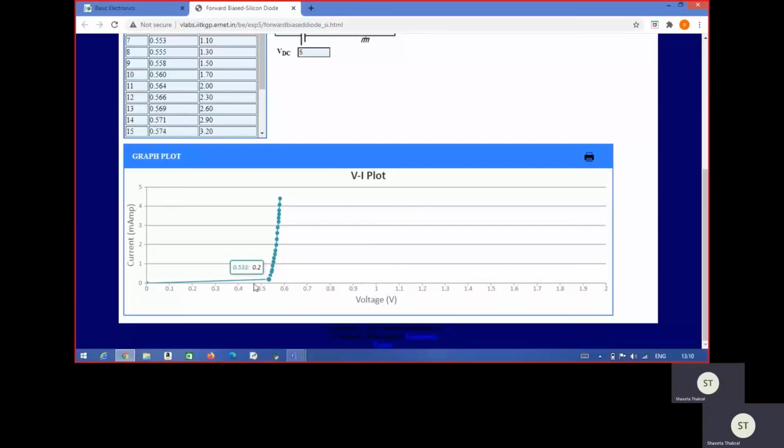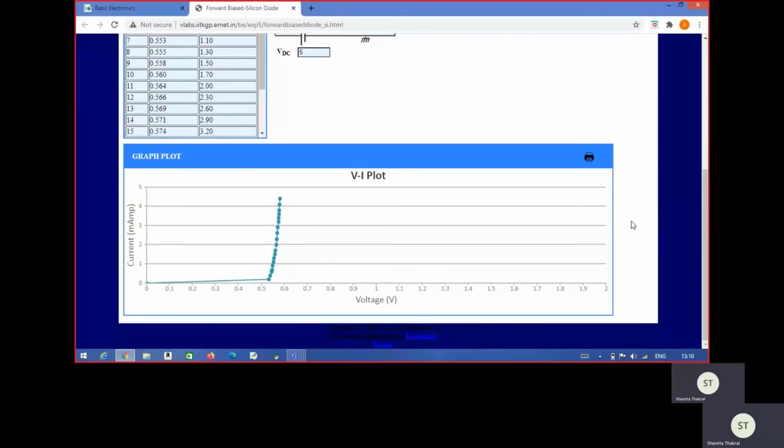So here, this is the knee voltage. We can observe that below the knee voltage the current is very small, and after the knee voltage there is a sharp rise in the current level. So we have plotted the VI characteristics of the forward biased PN junction diode.